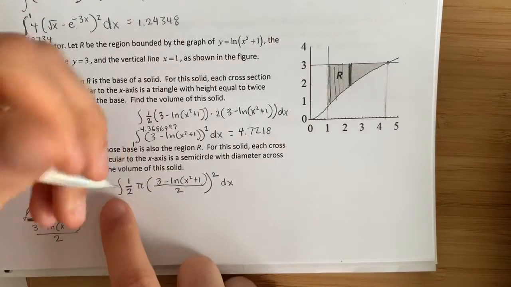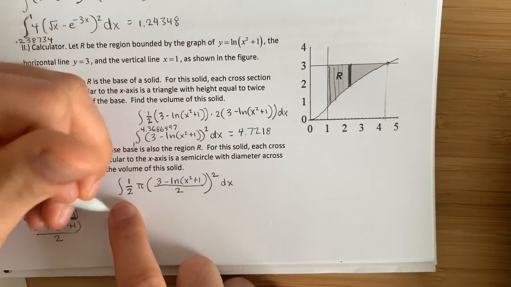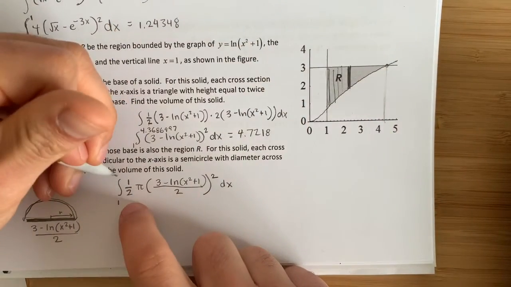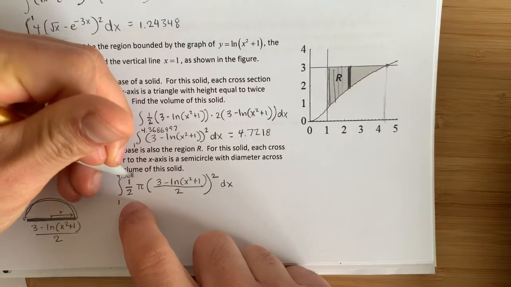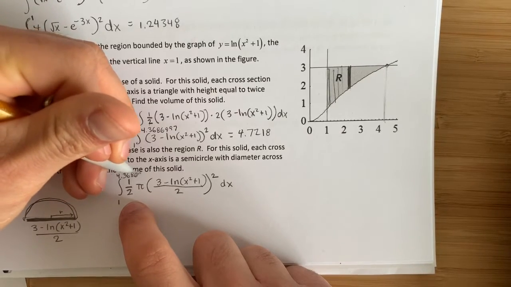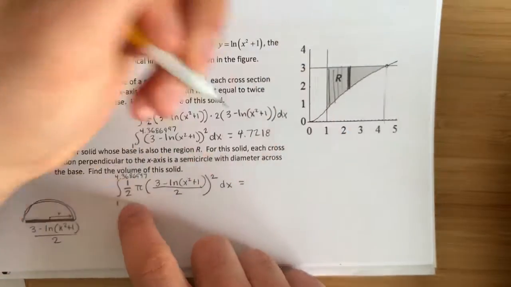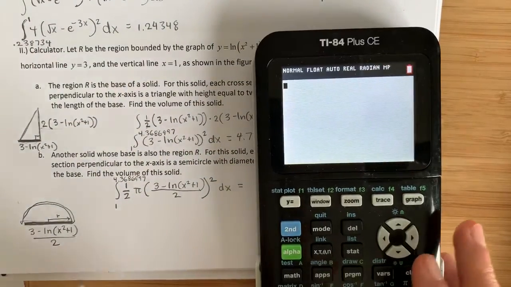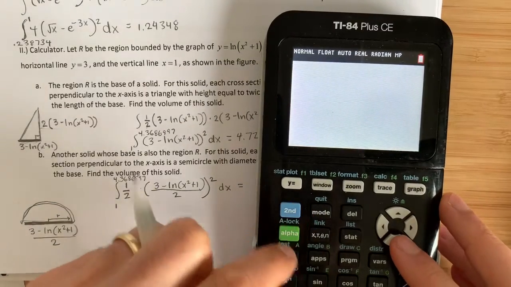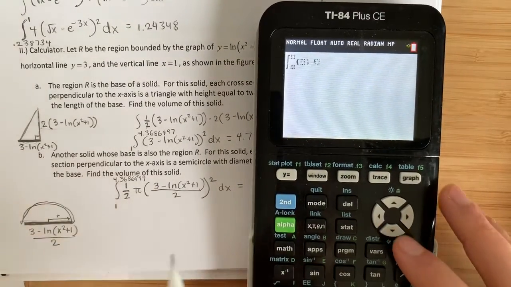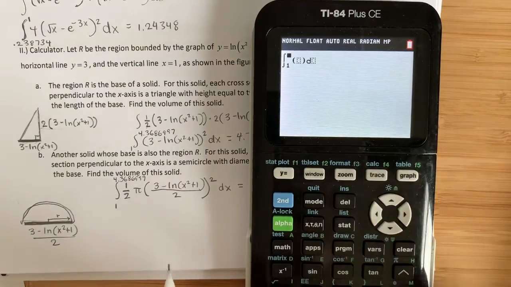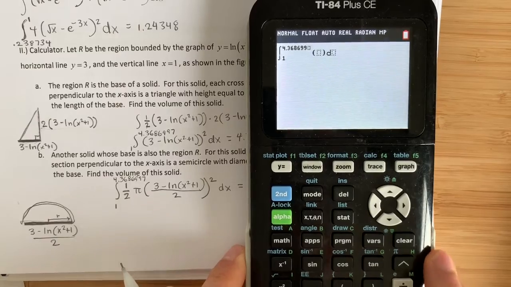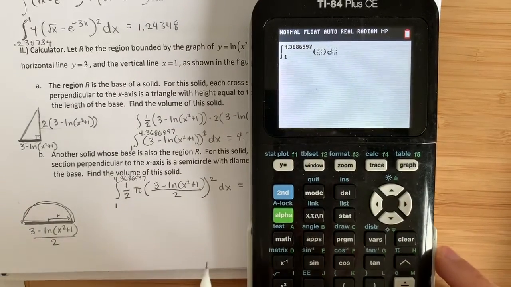And then we can find the limits of integration starting at 1, and then it goes to the same intersection point here, 4.3686997. And then we're going to type that into our calculator, and I might end up using the y-bars in this situation. So I'll press math, integral 1 to 4.3686997.